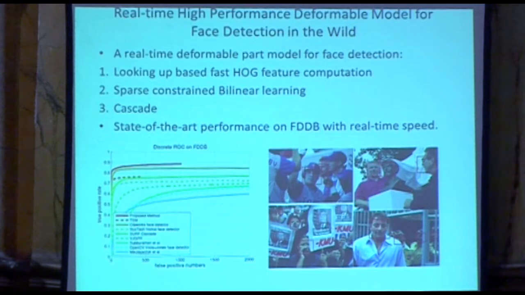On the FDDB database, the proposed method has achieved state-of-the-art performance compared to other popular and state-of-the-art methods, including some commercial face detectors. If you are interested in the details, please come to our poster.